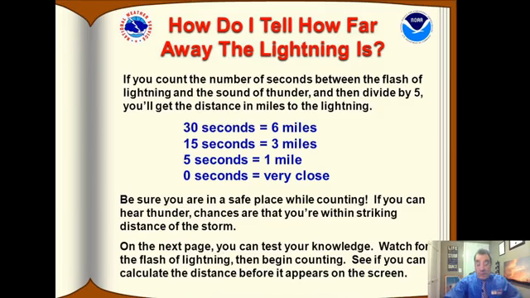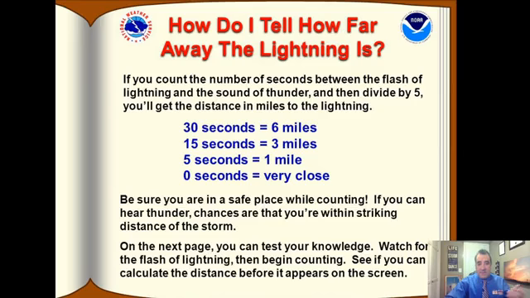And then you can count 5 seconds for every mile away until you hear the thunder. So basically, lightning bolt occurs, start counting 1, 2, 3, 4, 5. If you get to 5 and you haven't heard the thunder yet, that means it was at least 1 mile away. Now, if you do some simple math, if you count to 10 seconds, that's 2 miles.